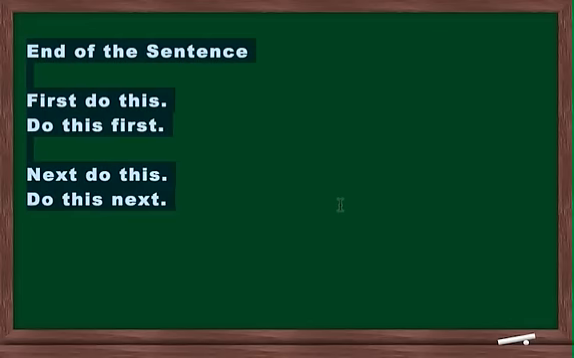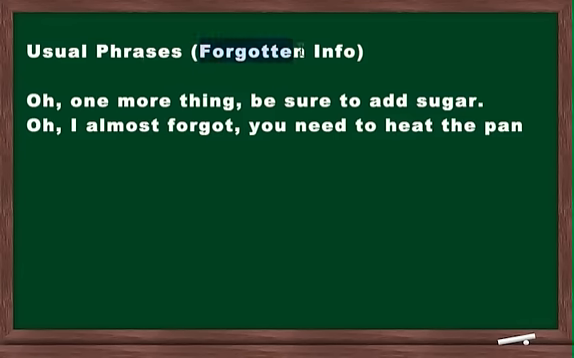Now, when you give information, sometimes you forget a step. Maybe you have forgotten information. So two useful phrases are one more thing and I almost forgot. So for example, if you are showing somebody how to do a recipe and you forget to mention adding sugar, you could say, oh, one more thing, be sure to add sugar. Or if you're talking about cooking and you forget to tell them to heat the pan, oh, I almost forgot, you need to heat the pan. So these two phrases, one more thing, I almost forgot, are very useful when talking about forgotten information.